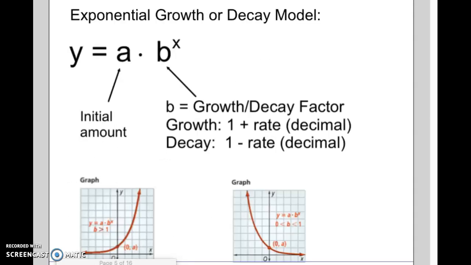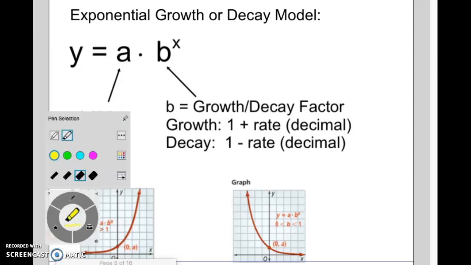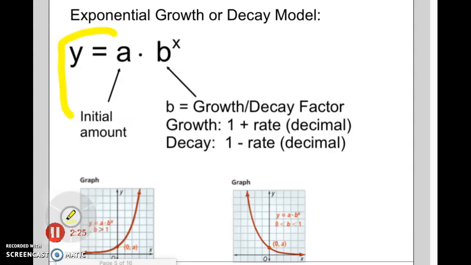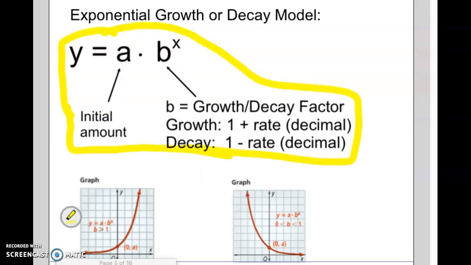Exponential growth or decay. This is what you're going to want to write down. y equals a times b to the power of x is your equation, always. Initial amount just means your starting value, what you start at. And then you're either going to have 1 plus or 1 minus, whether it's getting bigger or getting smaller, growing or decaying. Here are some examples of graphs from yesterday. But take a moment to write this down, and we're going to use it in the next few problems.